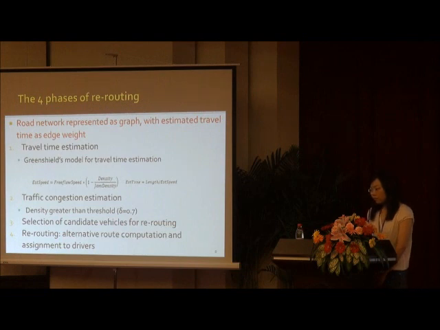So our rerouting has 4 phases. The road network is represented as a graph with the estimated travel time as edge weight. The travel time is estimated based on the Greenshields model. The input is the density of the road segments. The output is the estimated travel time. And then the signs of congestion are obtained when the density is greater than a certain threshold, for example 0.7 in our case. And then the service will select the candidate vehicles, compute the alternative routes and assign them to the drivers.